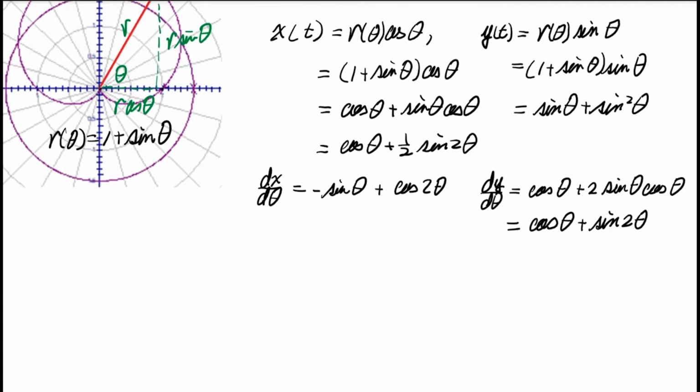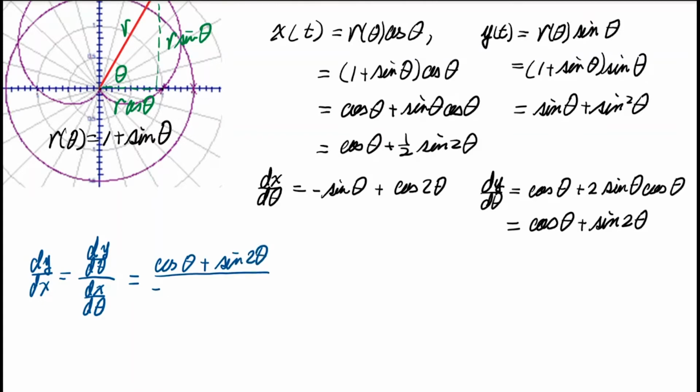Then dy over dx, I'm going to change the color. So dy over dx, of course, is dy over d theta, remember this? Over dx over d theta, isn't it? So we take this thingy over that thingy. So we have cosine theta plus sine 2 theta over negative sine theta plus cosine 2 theta. How about that, huh?